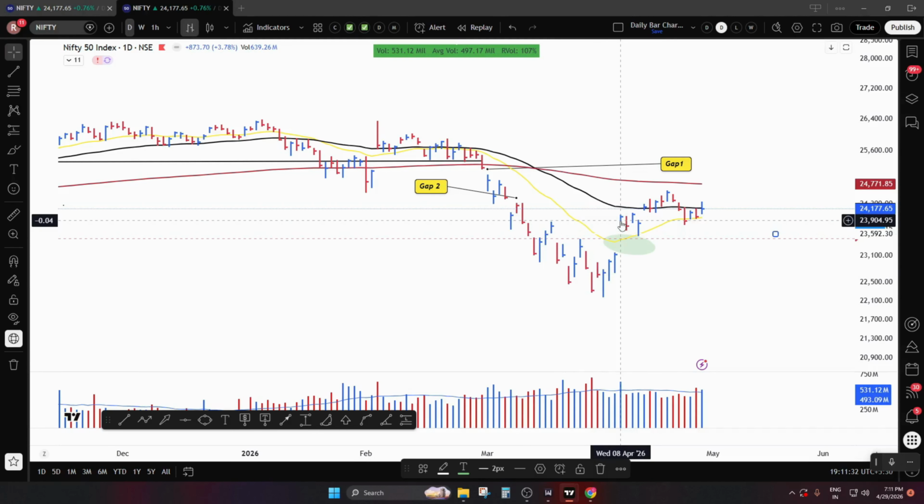So on April 8th we got the gap up. Once we got the gap up on April 8th, I was waiting for this complete gap to be sustained. So on April 9th, I started to take the positions.